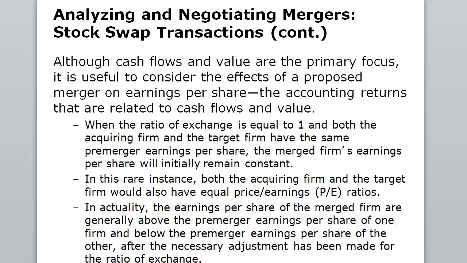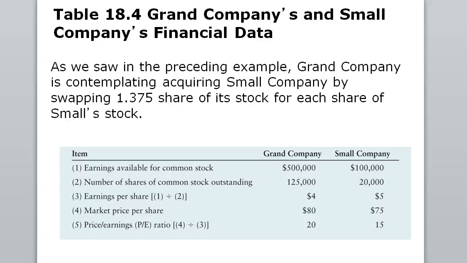So when the exchange ratio is equal to 1, both the acquiring firm and the target company have the same pre-merger earnings per share, and the merging firm's earnings per share will initially remain constant because it's a 1-to-1 ratio. So this is very rare, and both the acquiring firm and the target firm will also have to have equal price to earnings, or PE, ratios, which again is very rare. More often, the earnings per share of the merged firms are generally above the pre-merger earnings per share of one of the firms and below the pre-merger earnings per share of the other. So after the necessary adjustment has been made for the ratio of exchange, we're going to see a difference in the earnings per share.